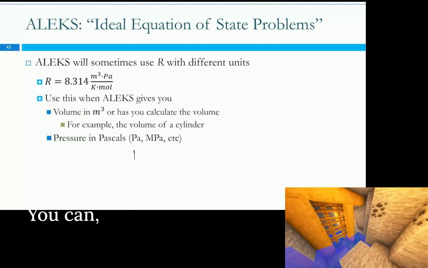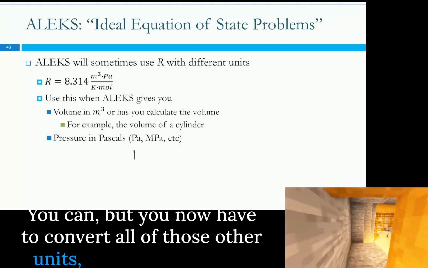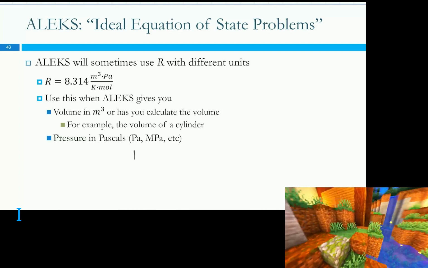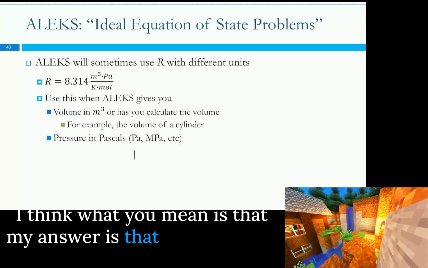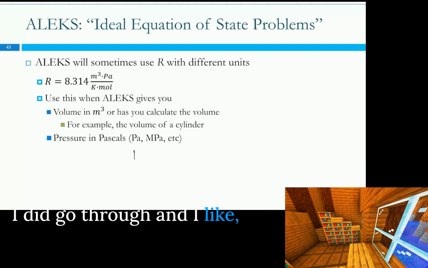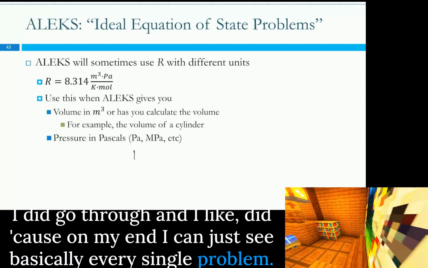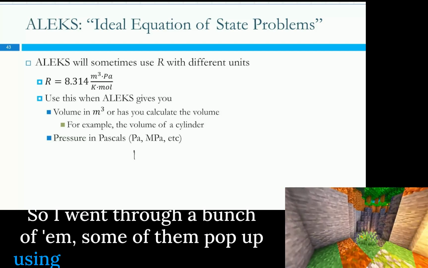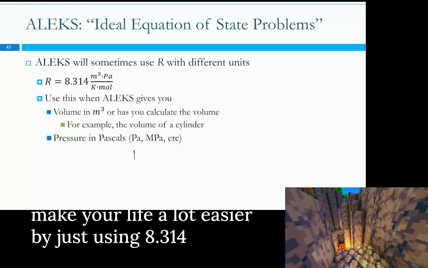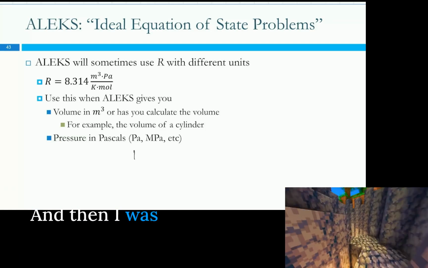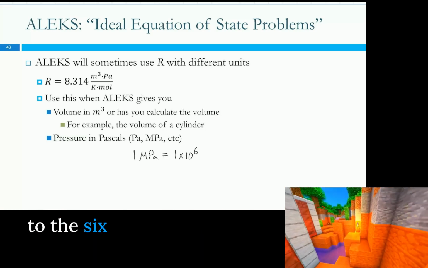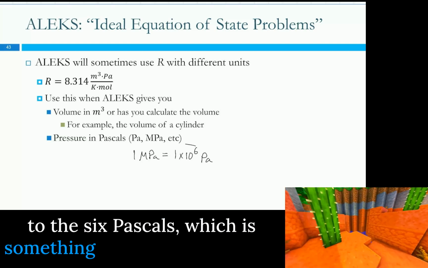You can use the other R value, but you now have to convert all of those other units. You have to go from meters cubed to liters. You have to go from pascals to atmospheres. I think we're keeping my answer for the problem in either milliliters or liters. Yes. So there were some problems I did go through, because on my end I can see basically every single problem. So I went through a bunch of them. Some of them pop up using these units. And you can make your life a lot easier by just using 8.314 meters cubed pascals per Kelvin mole. And then I was going to just give you this. 1 megapascal is equal to 1 times 10 to the 6 pascals, which is something you can look up.